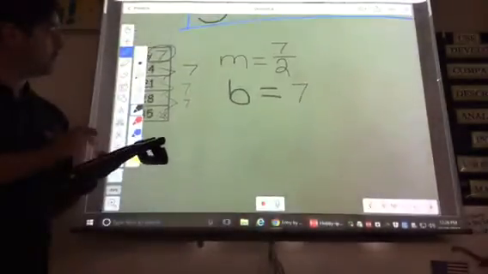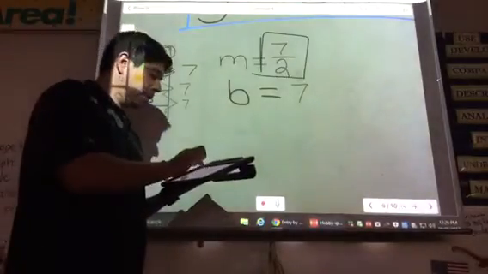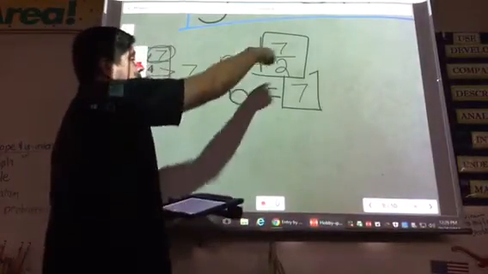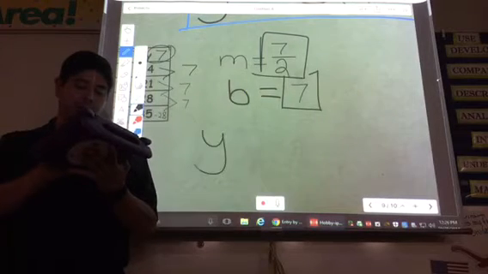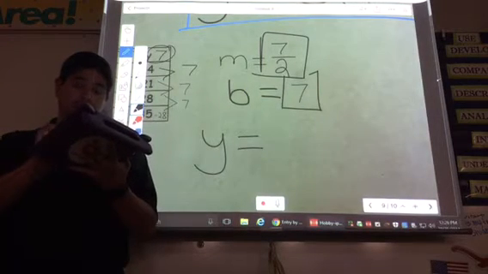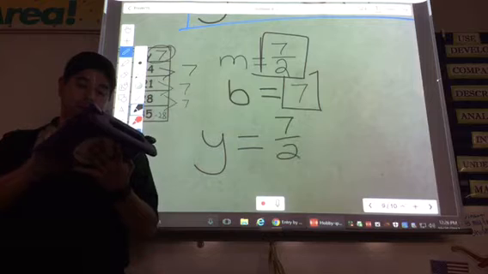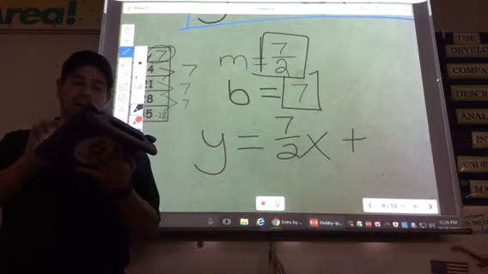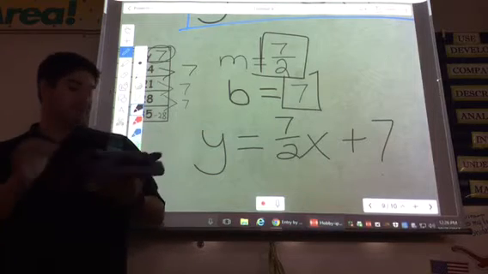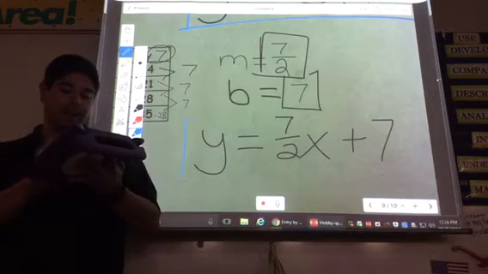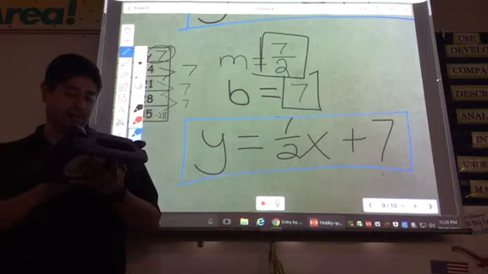So now that I have my slope and I have the y-intercept, I can make my y equals equation. So everybody, y equals 7 over 2x plus 7. Good. Way to go, everybody. There are like 2 people. So y equals 7 over 2x plus 7.